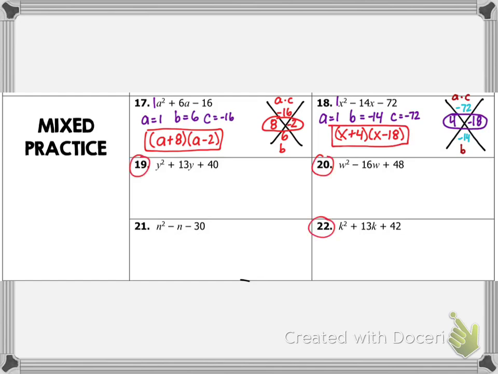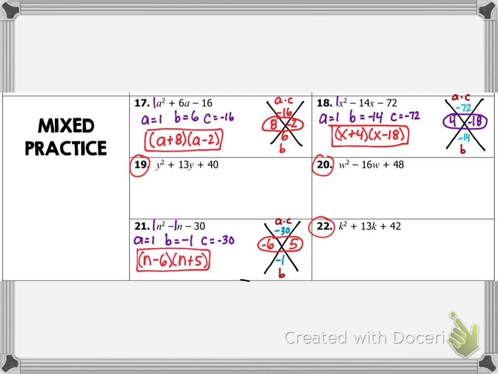Okay, I want you to try all three of those. I'm going to do 21. Again, write A, B, and C. So negative 30 goes up here. B is negative 1. What multiplies to negative 30 and adds to negative 1? Well, 6 times 5 is 30. And how are we going to make a negative 1? We have to make the negative the bigger number. All right, so we have n minus 6, n plus 5, and that's your answer.